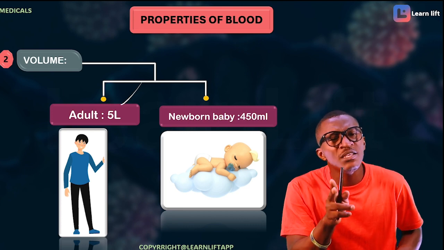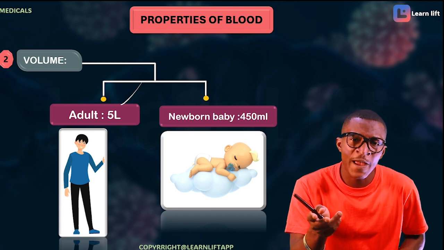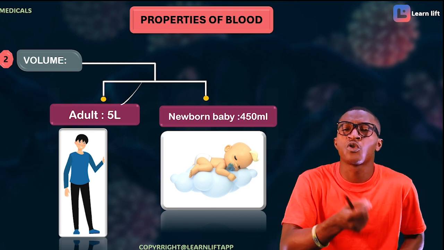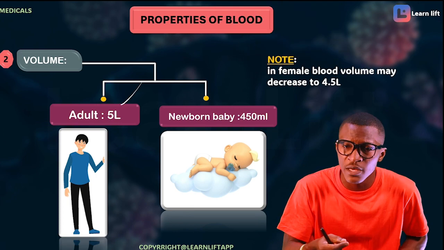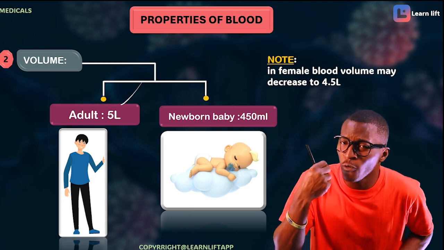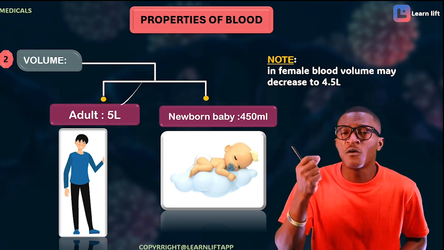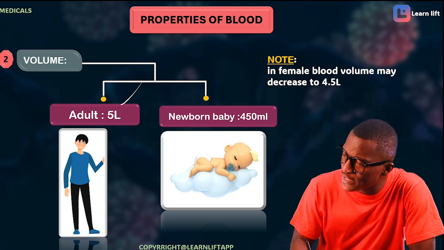But this varies in females, and you can know the reason why. Because women undergo menstrual flow. Because of the variation of menstrual flow in females, there is a decrease of volume of blood. So in females, the volume of blood decreases to 4.5 liters. Take note of that.